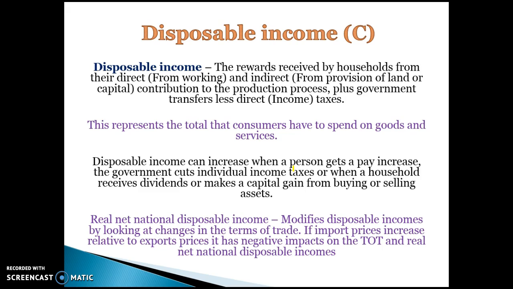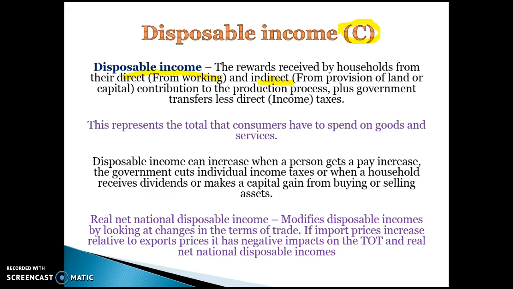So the first one is disposable income. Okay, increased disposable income will benefit aggregate demand mainly through the consumption component of aggregate demand. So when you're defining disposable income, it's the reward that's received by households from their direct income, which basically means the money that they get from their labour, which is generally a wage or a salary, but it also includes their indirect income, which can include rent from land or capital gains from owning a property or any interest they get on the bank.